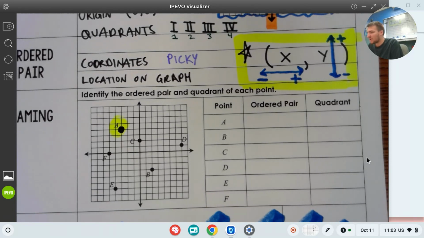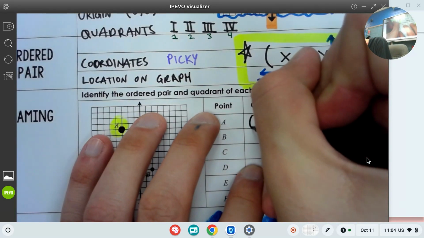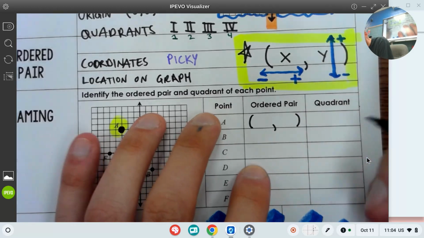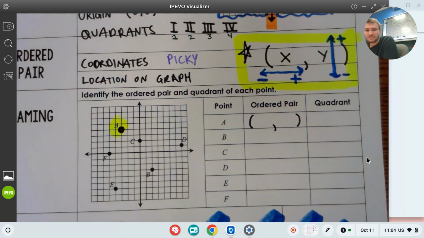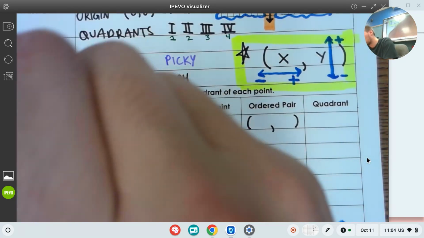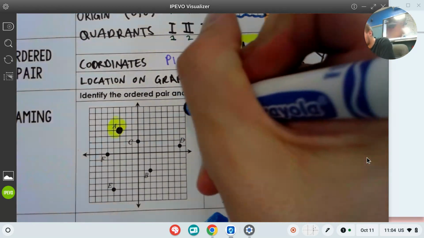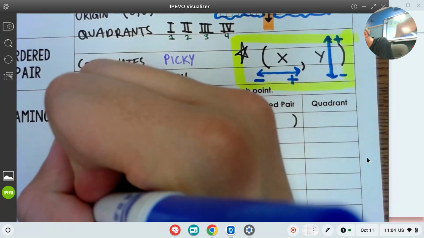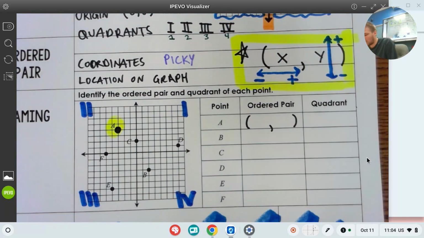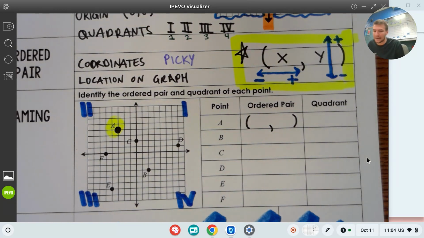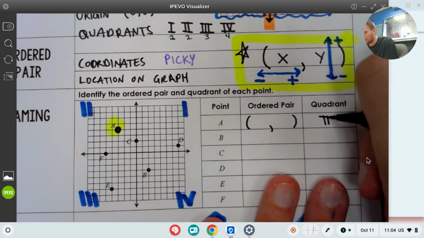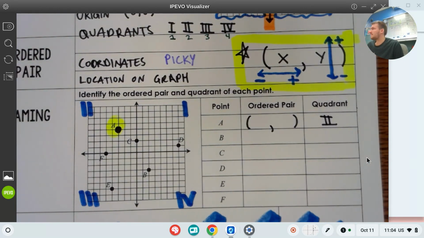Now, I'm going to go ahead and put my parentheses with a comma in there. And I think the quadrant's probably the easiest part here. What quadrant is A in? 2. Right, remember, draw your C. And when I draw my C, it's 1, 2, 3, 4. I-V. Easy. Quadrant 2.